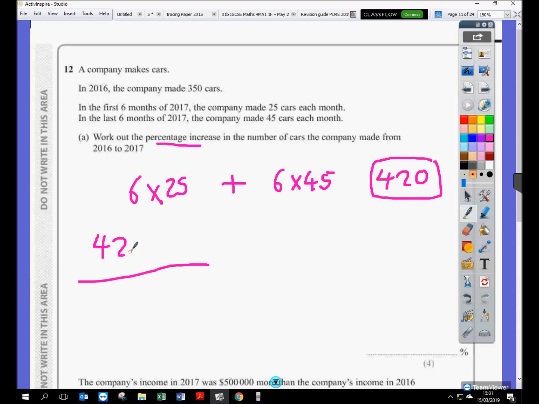So now I'm going to use the formula. The formula is difference over the original, which is 2016, times 100. And this gives us an answer of 20.